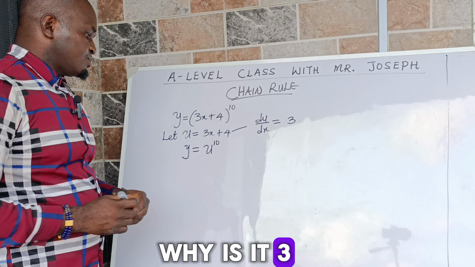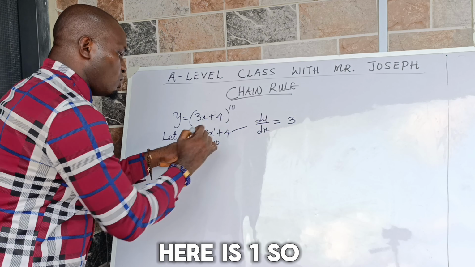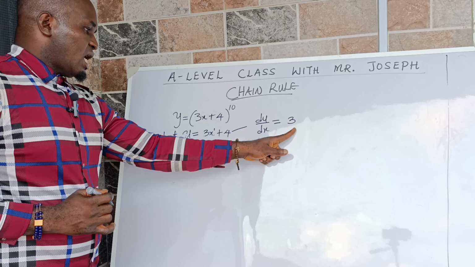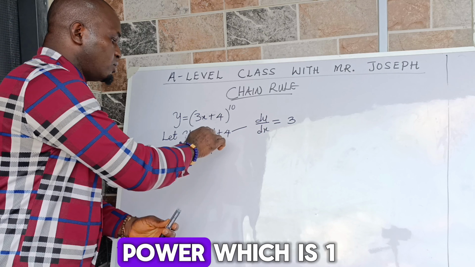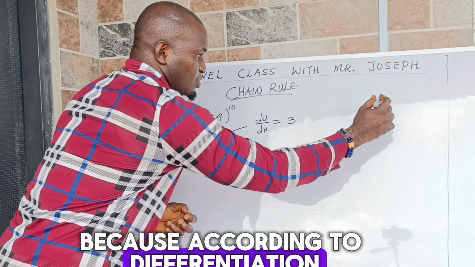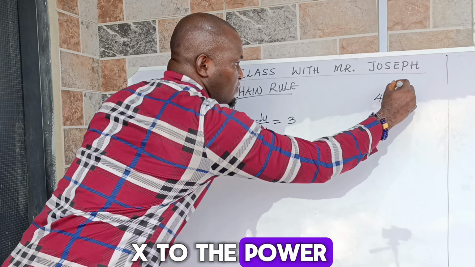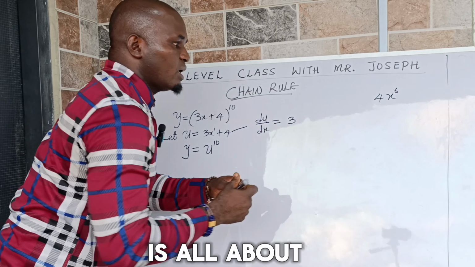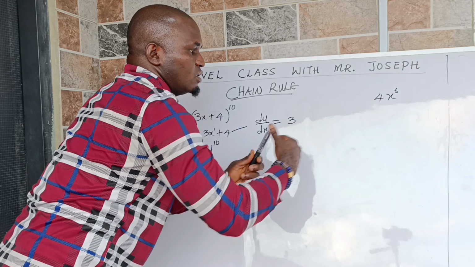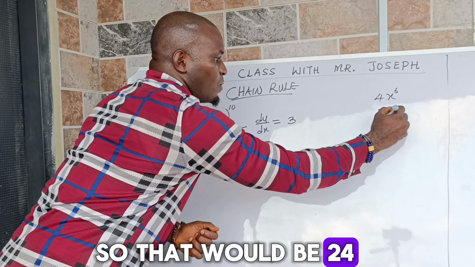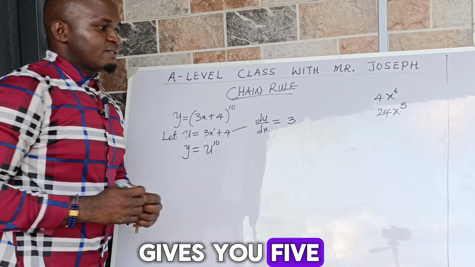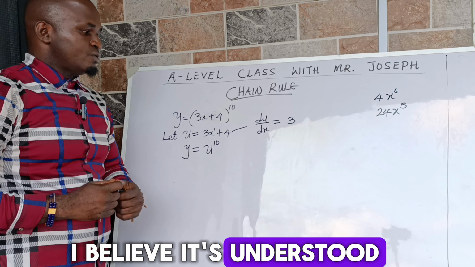Why is it 3? The power of x here is 1. So 1 multiplies 3 will give us 3. And if you take away 1 from the power, which is 1, you get 0. Because according to differentiation, if you have 4x to the power of 6, it's all about using the power of x to multiply the coefficients. So that would be 24. Then take away 1 from the power. That gives you 5. I believe it's understood.